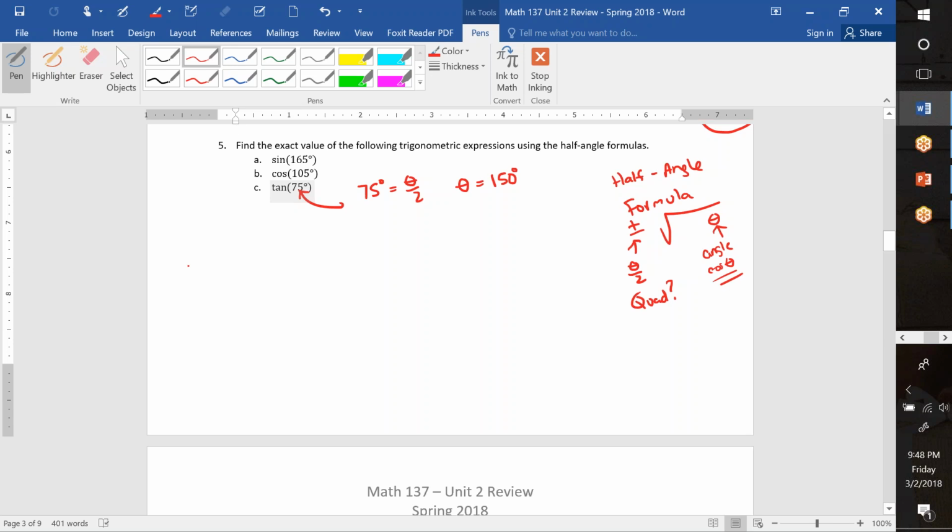So first of all, 75 degrees is theta over 2, and that's in quad 1, which means tangent would be positive here. So when we go to pick our plus or minus, we're going to pick a positive because of that. Okay, that's all we needed to know about the half angle.